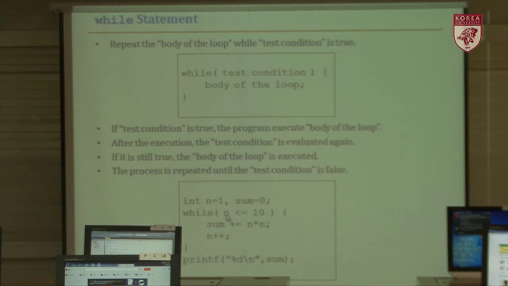At the second loop, n's value is 2 because we increased it in the previous loop, but n is still less than or equal to 10. So this is executed again. So sum becomes 1 plus 2 times 2, so the sum value becomes 5. Then n is increased again and again, then n becomes 3. So this loop is repeated until n becomes 10.